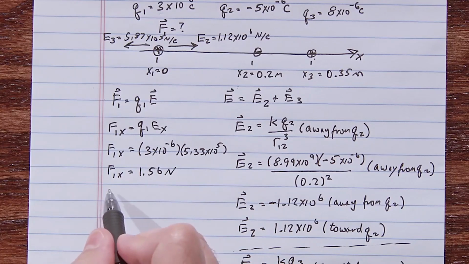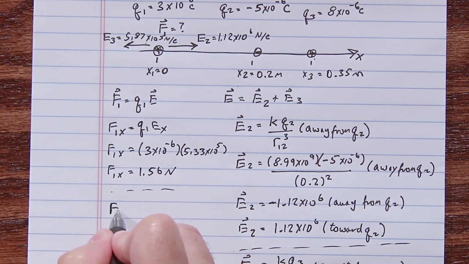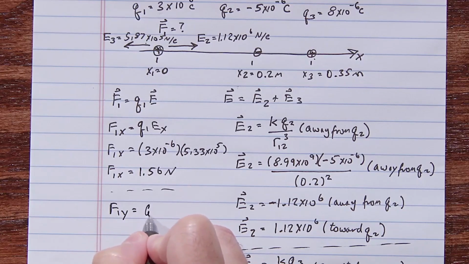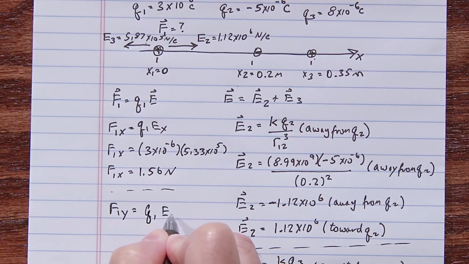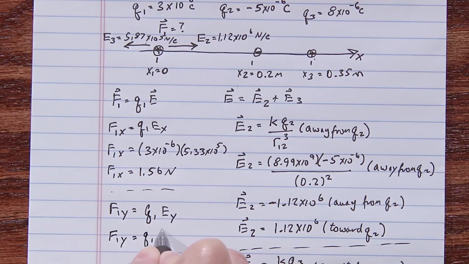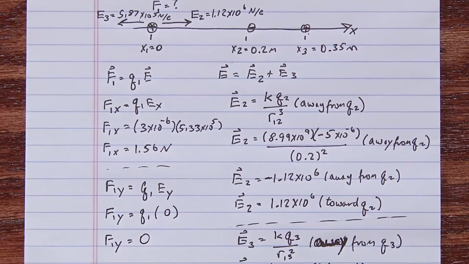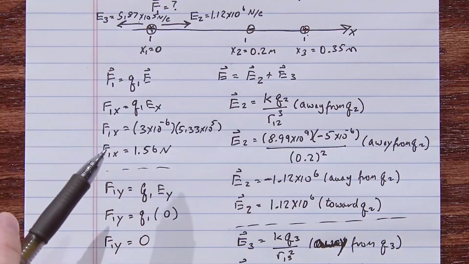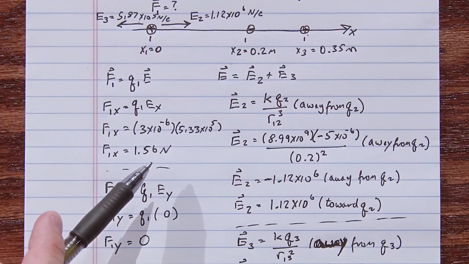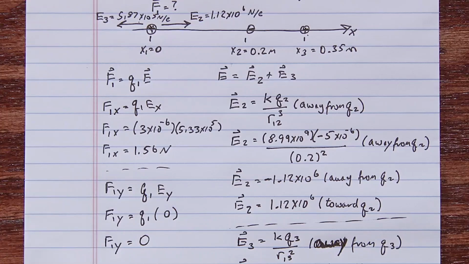The force in the y direction would be Q1 times the electric field in the y direction. So it would be Q1 times 0, since there's no electric field in the y direction. So the electric force on charge 1 in the y direction is 0. So what is the electric force on charge 1? It is 1.56 newtons in the positive x direction and 0 in the y direction. And that is the question that we were asked to answer.